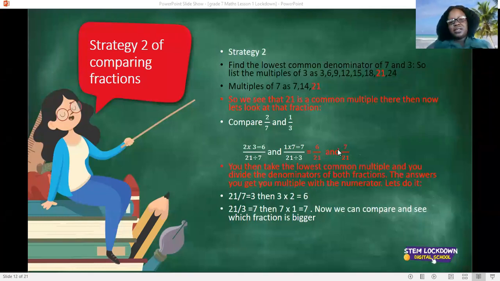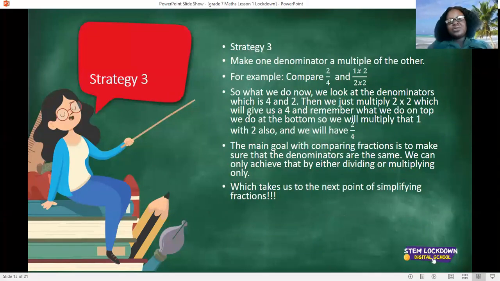I hope you understand this strategy. And then now we move on to the third strategy. Every time you have to look at what kind of fractions you are given to see which appropriate strategy you should implement. So in this case, this one is making one denominator a multiple of the other. For example, if you're given 2/4 and 1/2, 2 is a factor of 4.